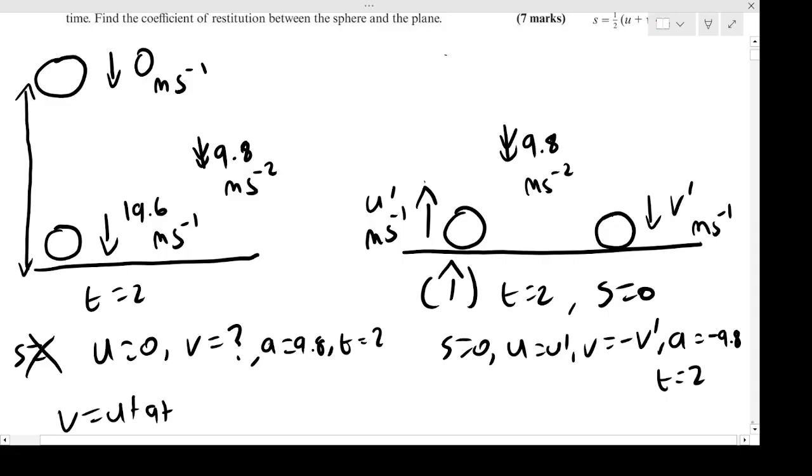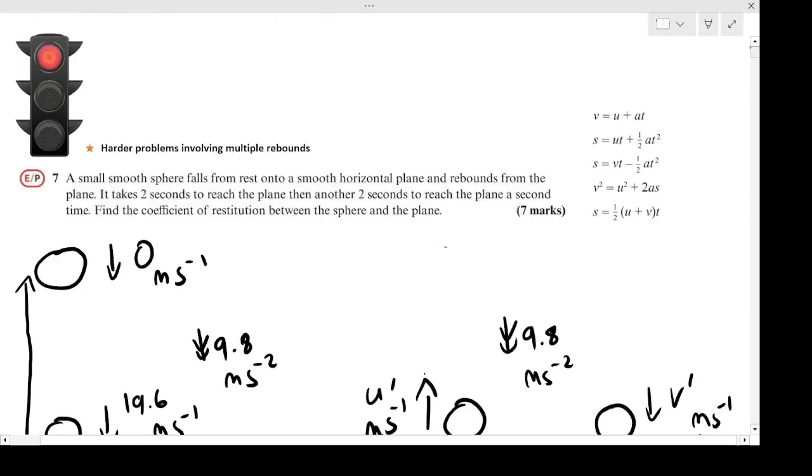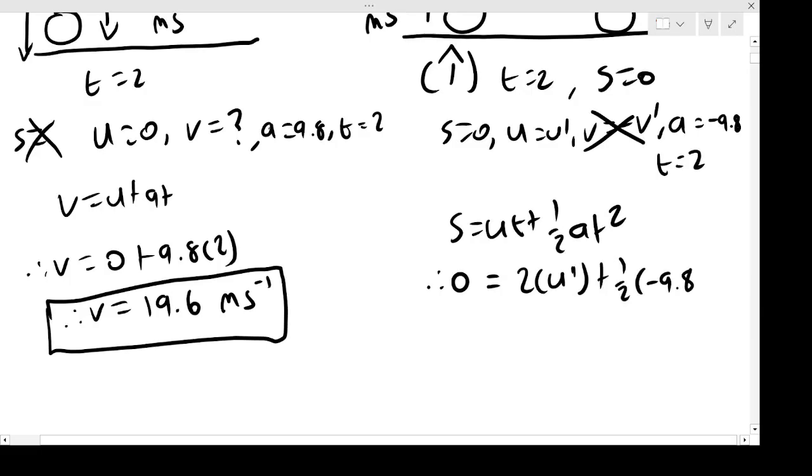Now, I can work out U or V here. I've got enough information, so let's just work out U, the initial speed as it bounces up. The equation that does not involve V is S equals UT plus a half AT squared. So therefore 0 is going to be U dash times T, so 2 lots of U dash, plus a half lots of minus 9.8 lots of 2 squared.